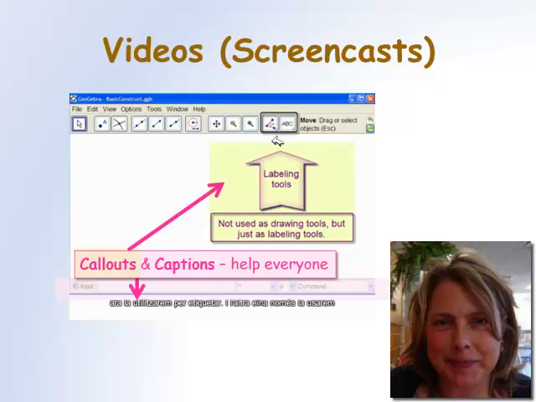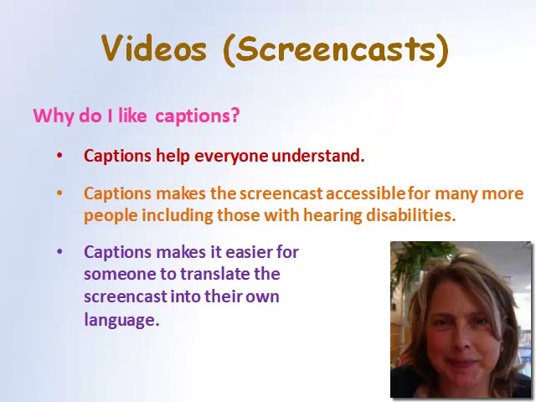Callouts and captions. Callouts are these little bubbles that you see over here on the right. And captions are great for several reasons. One, they make it easier for everybody to understand, even if the video is in their mother tongue. They make it easier for people with reading and listening disabilities. And for sure, they make it easier for the person who wants to translate the video into their own language.